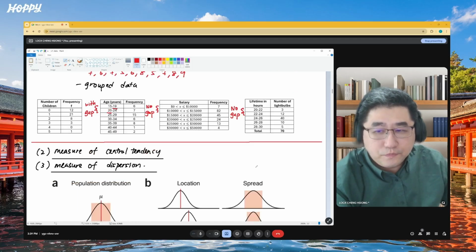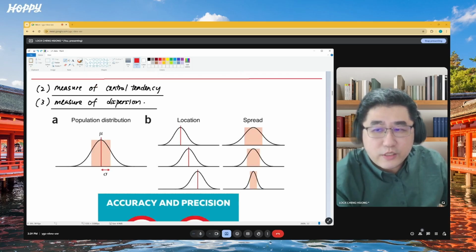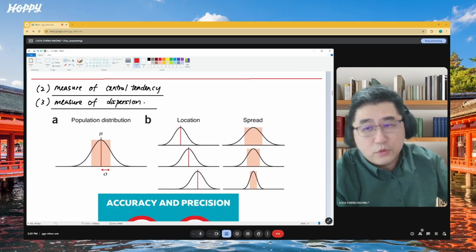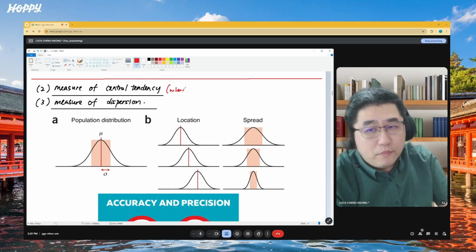Okay, so next we are going to talk about measure of central tendency and measure of dispersion. Measure of central tendency means location.